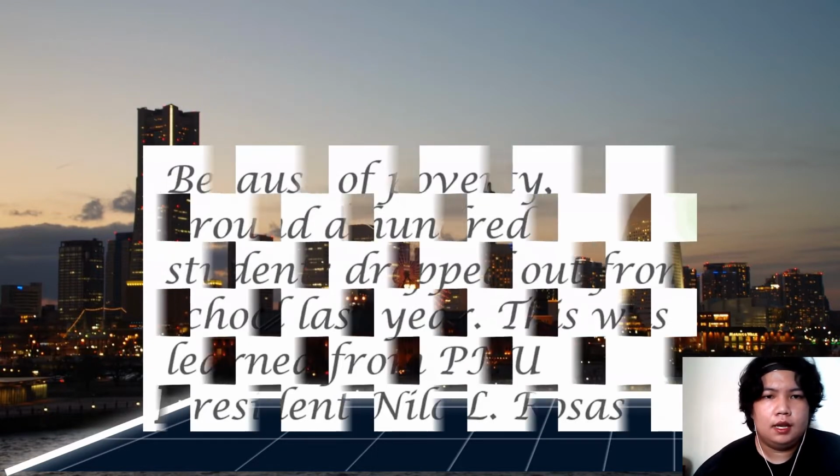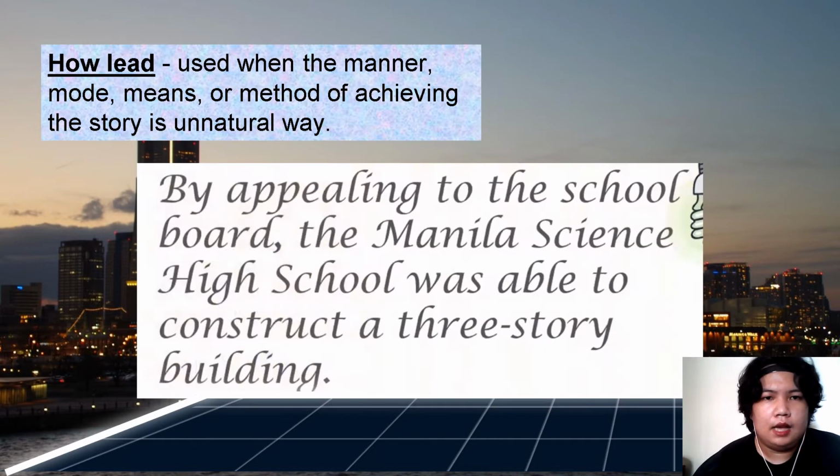The next one is the how lead. It is used when the manner, mode, means, or method of achieving something is the more natural angle of the story. Look at our example lead here. The first line answers the question how. How was the Manila Science High School able to construct a three-story building? So the answer is by appealing to the school board. So it highlighted the question how.